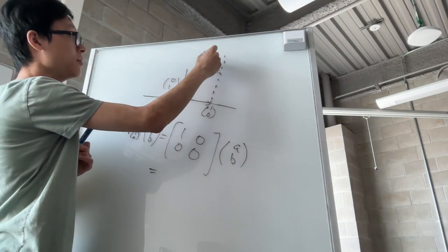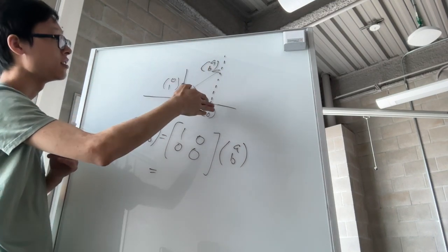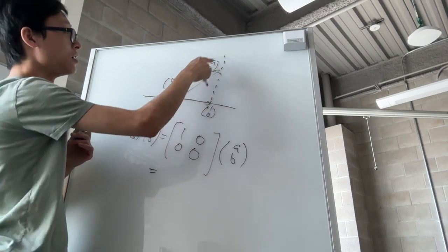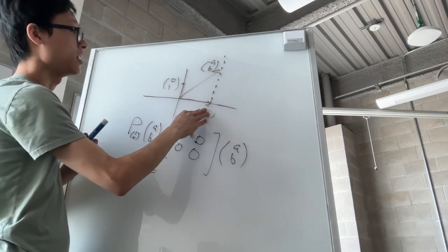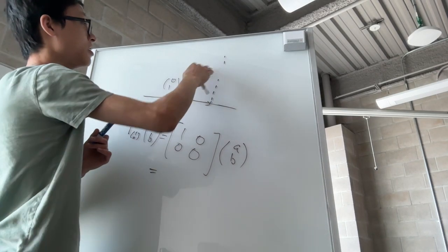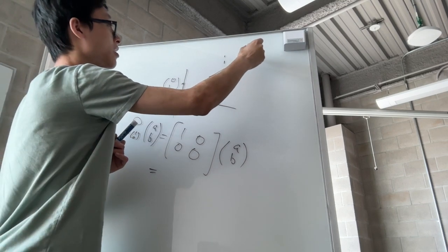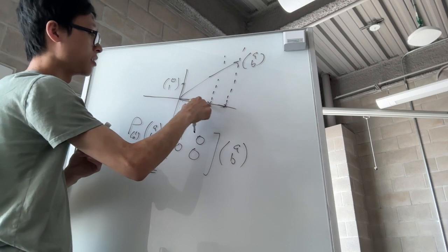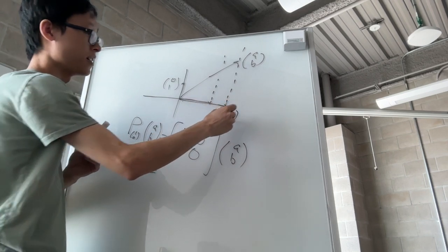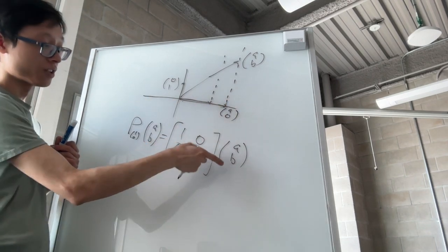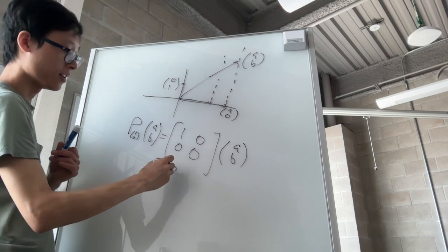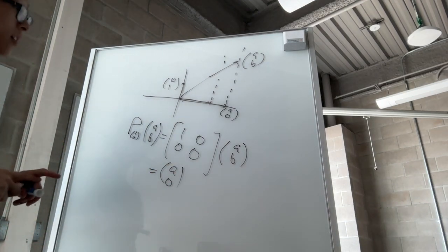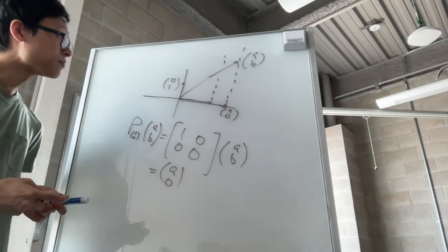That's what happened to this vector here. This vector here was a, b. It shined the light. The y component is gone. The a component stayed the same. So we would expect the output to be a, 0. Sure enough, if you do the matrix multiplication, you get a, 0. And that's a projection onto the x-axis.